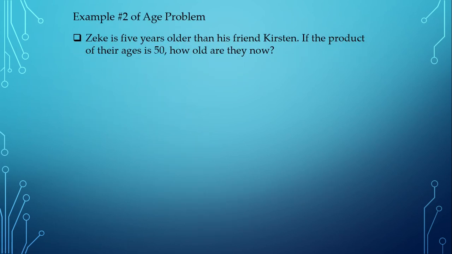Next, example number 2 of the age problem. Zeki is 5 years older than his friend Christine. If the product of their ages is 50, how old are they now? Again, Zeki is 5 years older than his friend Christine. So, Christine, babae. Zeki, lalaki. Kaya gamit mo siya ang word na his. Friend Christine. So, pila edad ni Zeki? 5 years older. So, labaw og 5 katuig ang edad ni Zeki nga to ni Christine.